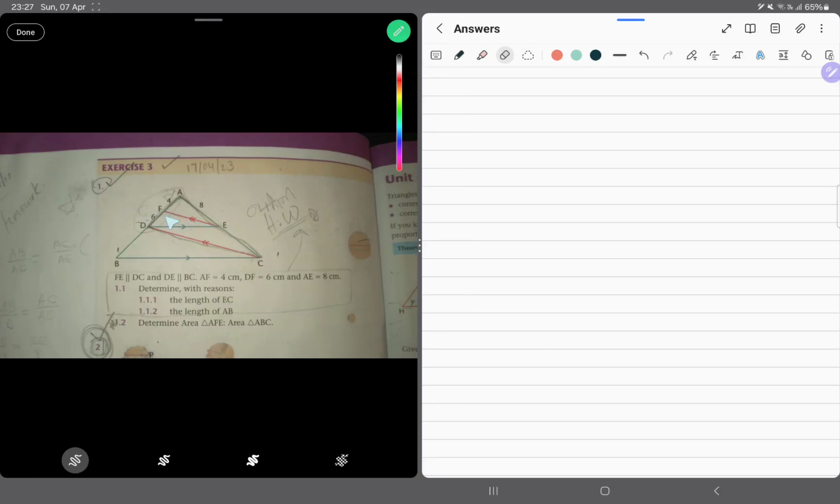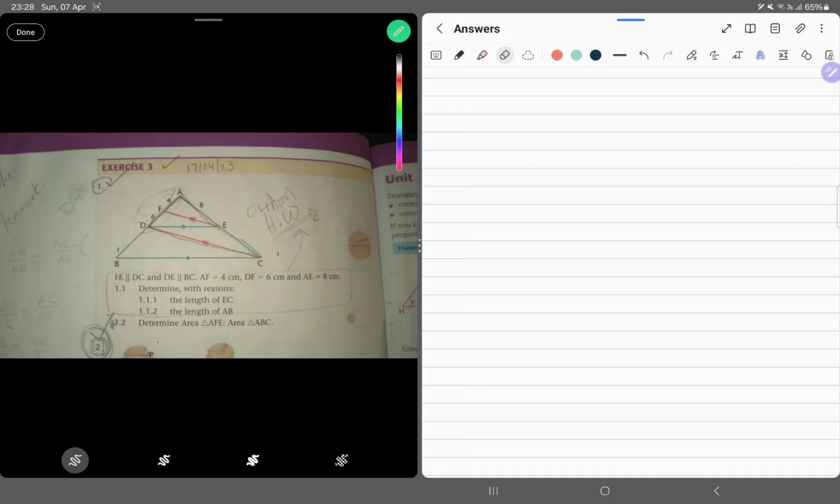Now, we're given here a triangle ABC, and the additional information is such that FE is parallel to DC and DE is parallel to BC. That is indicated. AF is 4 centimeters. Mind you, this is centimeters, so don't forget. And then DF is 6 centimeters. AE is equal to 8 centimeters. Now the first question says determine with reasons the length of EC.